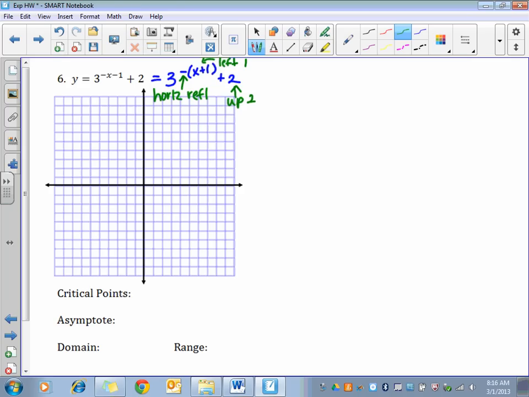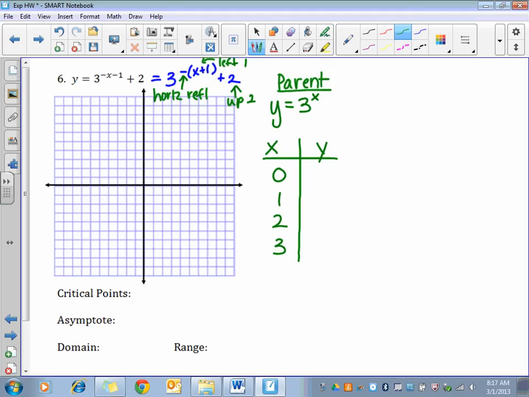I'm going to teach you how to solve it using a transformation so that it mimics what we did with the logarithmic function. So I'm going to make a t-chart of my parent function, which is y equals 3 raised to the x power. And I'll just plug in some numbers for x that I can easily evaluate. 3 to the 0 power would give me 1. 3 to the first is 3. 9, and then we have 27 as some good key points.